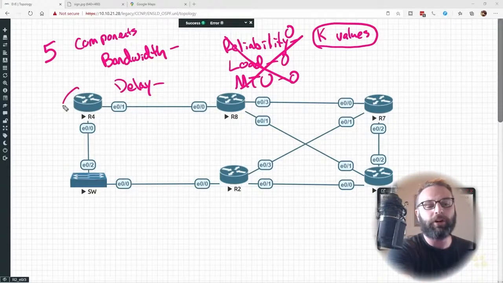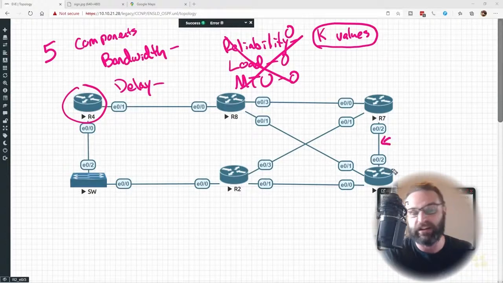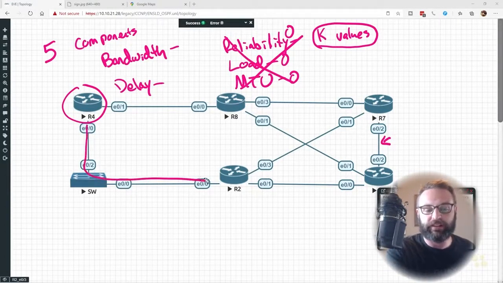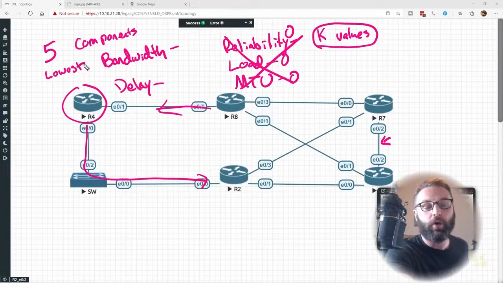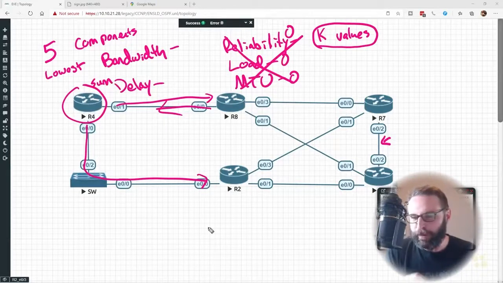So let's pretend for a moment R4 is going to try and find its way to this segment right here between R3 and R7. R4 needs to know some information about the links that it's being advertised from R2 and R8. It needs to know what is the lowest bandwidth that's used in the path and what is the sum of all of the delay. So I'm going to write sum right here next to delay. Let's pick apart these two, bandwidth and delay, one at a time.